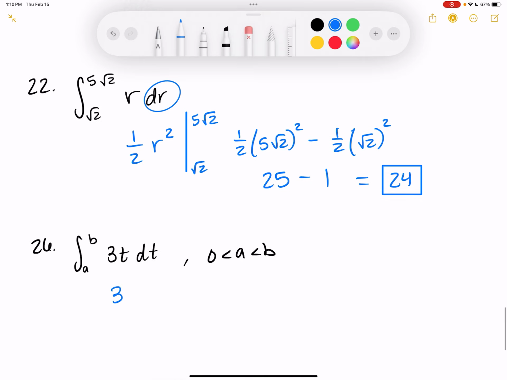3/2 t squared, yes. Yes, that's the same thing, that's fine, but I usually do it in fraction form because it's easier to see the check back. From a to b.